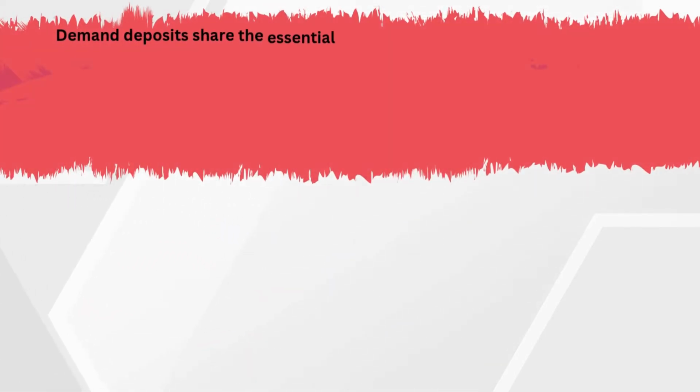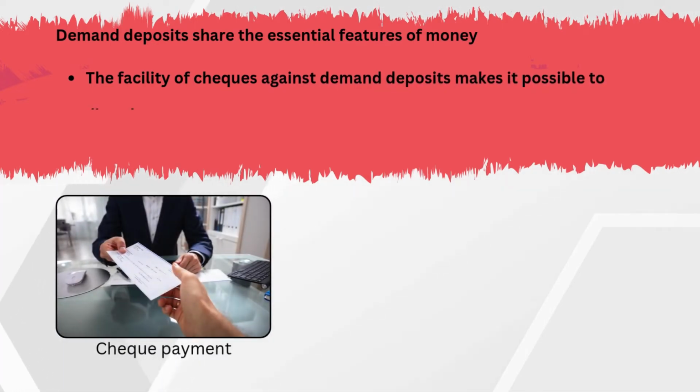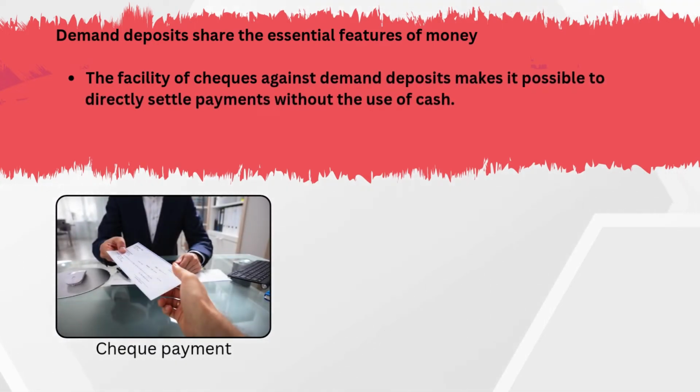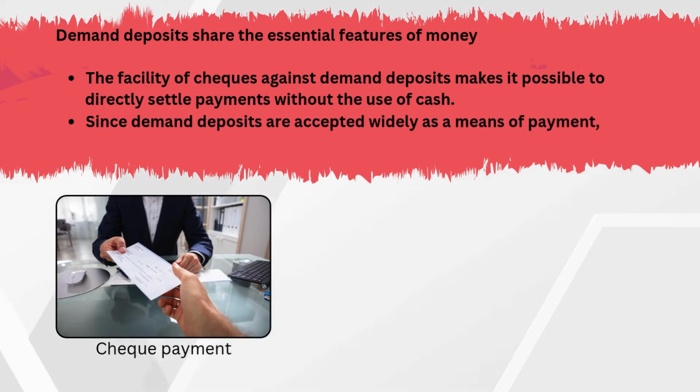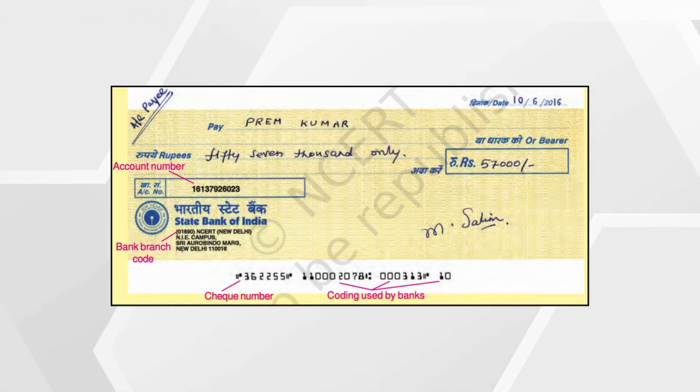Demand deposits share the essential features of money. The facility of checks against demand deposits makes it possible to directly settle payments without the use of cash. Since demand deposits are accepted widely as a means of payment along with currency, they constitute money in the modern economy. Let's look at this check and understand how payments are made through it.